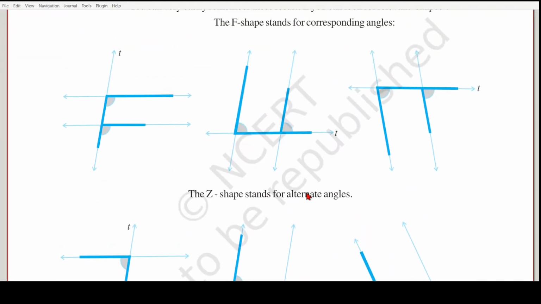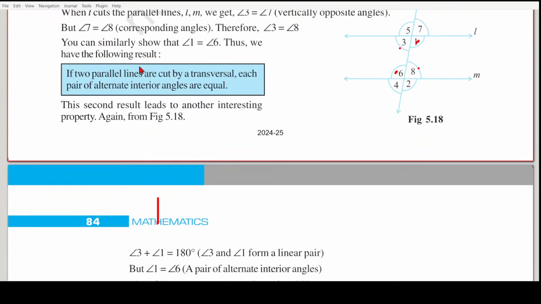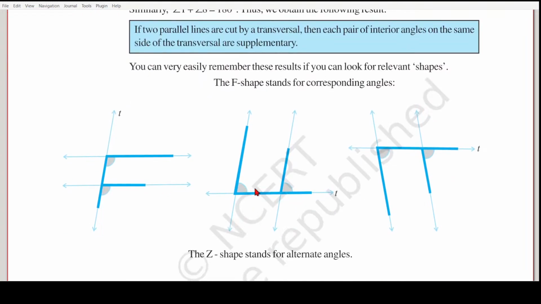Look at this. What is this figure saying? Which two angles are equal? These two are equal. But as per which rule? What are these two angles? They're parallel lines, corresponding angles. Excellent. What about these two? Corresponding. These two? Corresponding. Very good.